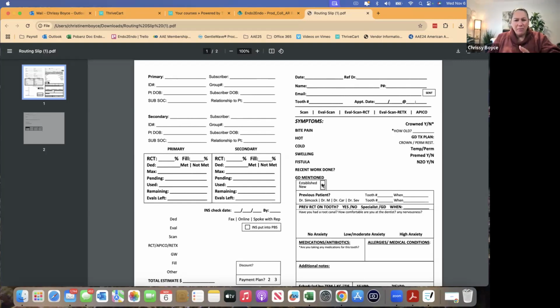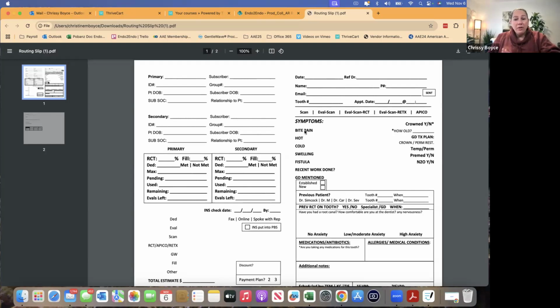Or actually that might be with the general dentist. I need to verify that one. But here is if this is a previous patient of yours, which doctor saw them? Circle the doctor that saw it, put here the tooth number that you did and when you did it. Because this is the information the doctor's going to want to know before he walks in the room, because that just helps him be able to communicate with the patient better.